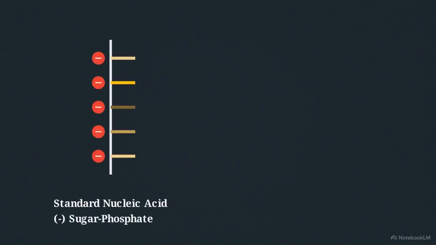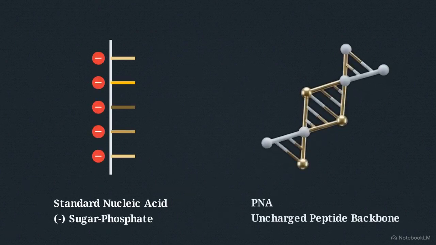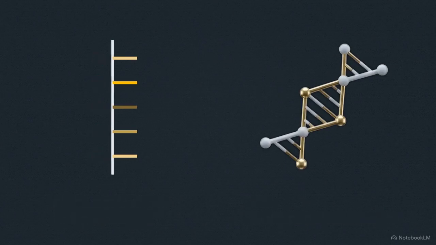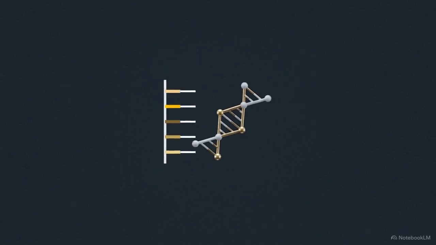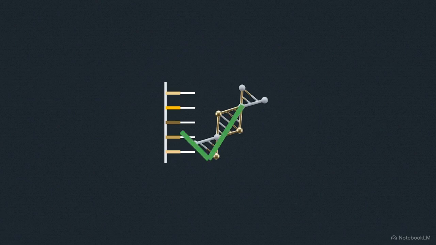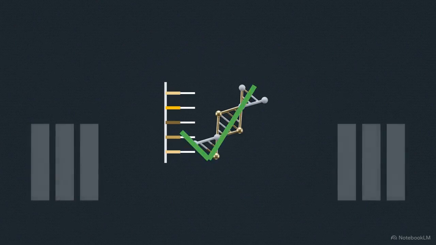Look at the structural mechanics of a PNA. Unlike standard nucleic acid, which has a negatively charged sugar-phosphate backbone, a PNA uses an uncharged peptide-like structure. This allows it to bind to target strands with remarkably high affinity. This high binding affinity makes PNAs ideal for highly sensitive in vitro diagnostics, where they can accurately detect cancer mutations or viral genomes in a lab setting.